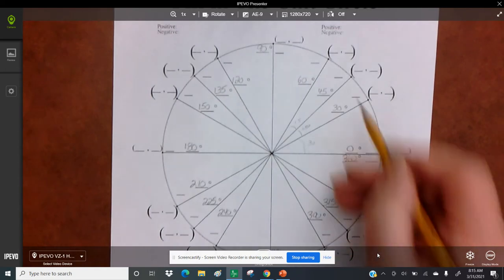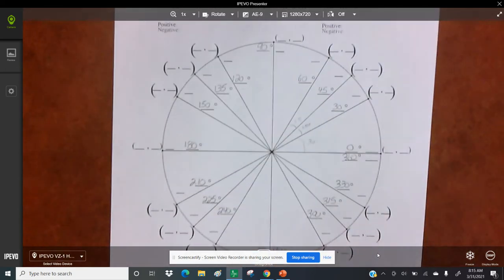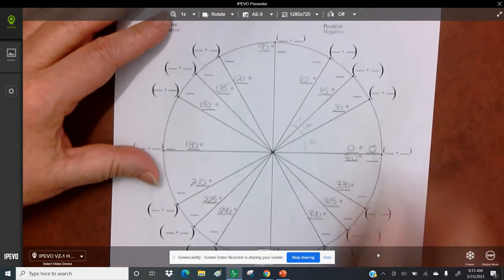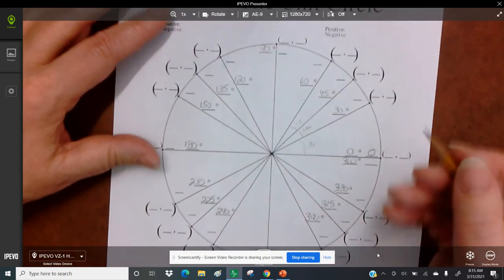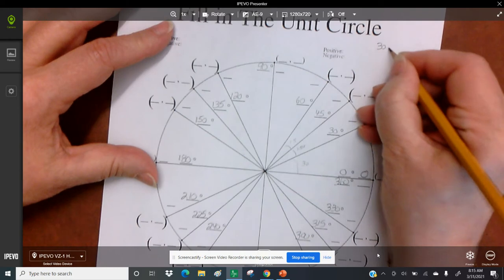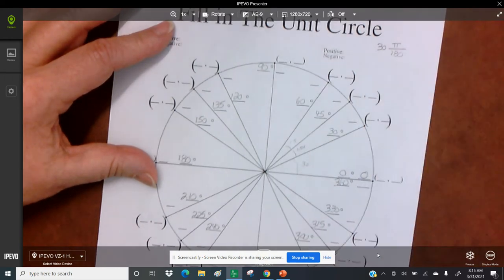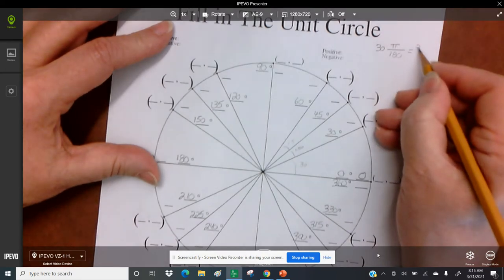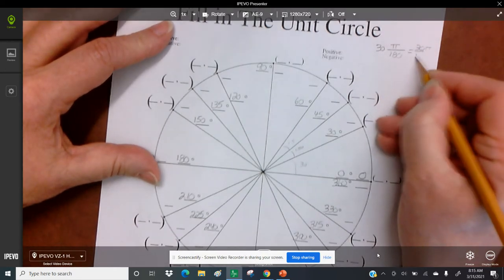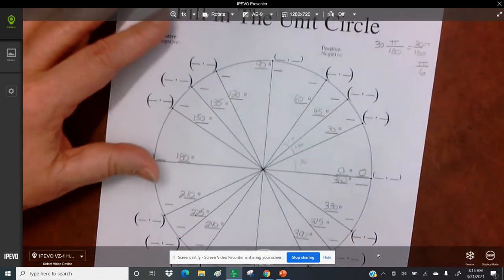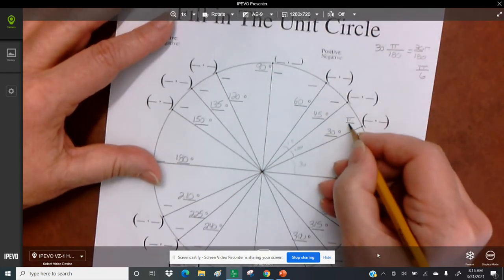Now let's fill in all these blanks, figuring out in radians. So 0 degrees is the same as 0 radians. 30 degrees, again, you could figure it out by saying 30 and then using your conversion factor of pi over 180, and say, well, that's going to be 30 pi over 180, which is the same thing as pi over 6. So I know that this is going to be pi over 6.